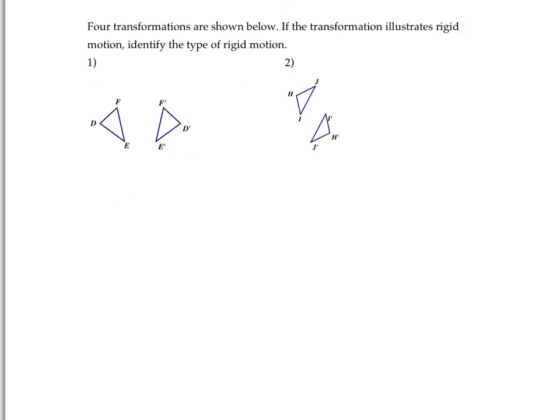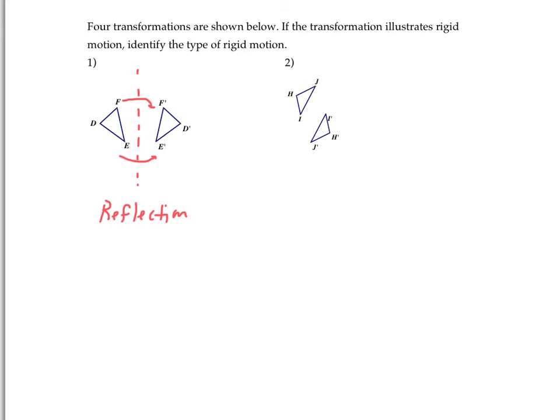Next, we'll take a look at 4 transformations. It says, if the transformation illustrates rigid motion, identify the type of rigid motion. So in the first one, every point in triangle FED is mapped to a new point in triangle F prime, E prime, and D prime. So if you take a look at what's happening here, those points are being mapped like that. Imagine if we drew a line right down the center here. Can you see how this would represent a reflection? And a reflection is a type of rigid motion. So it's a reflection in some vertical line.